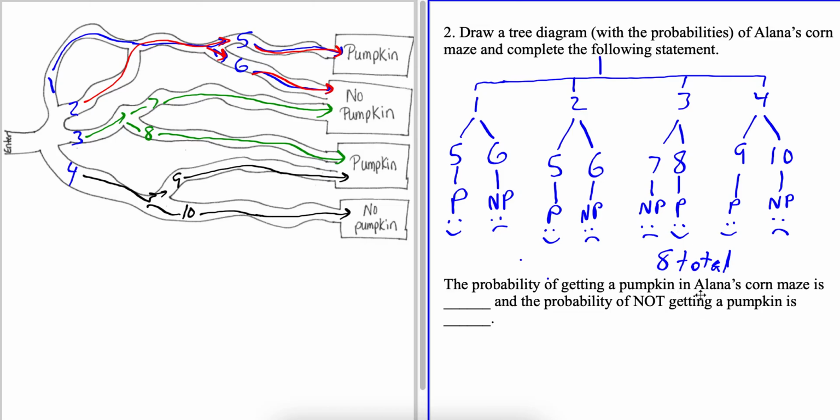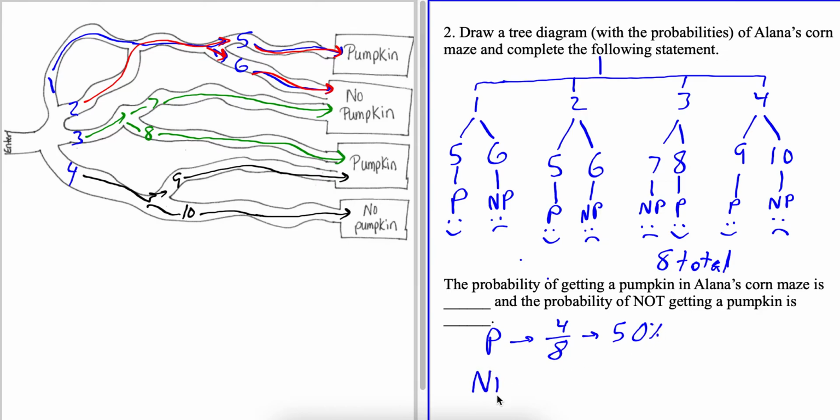So, what's the probability of getting a pumpkin in the pumpkin patch? And what's the probability of not getting one? So, getting a pumpkin, we have 1, 2, 3, 4. 4 out of 8 chances to get a pumpkin. That is 50%.